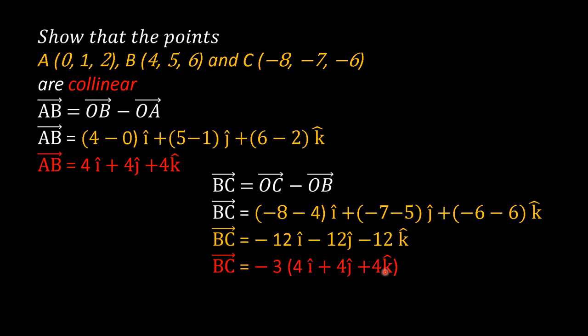But 4 I cap plus 4 j cap plus 4 k cap is nothing but AB bar. So BC bar will be minus 3 times AB bar. Here, since BC bar is a scalar multiple of AB bar, vectors BC bar and AB bar must be collinear. And since BC bar and AB bar have B as a common point between them, the points A, B and C will be collinear.